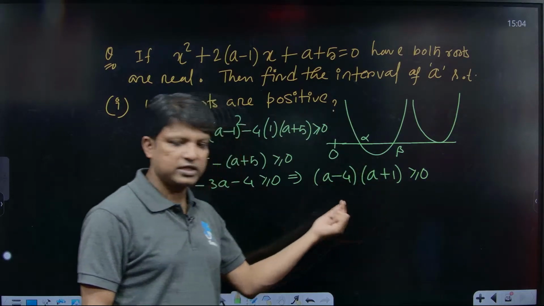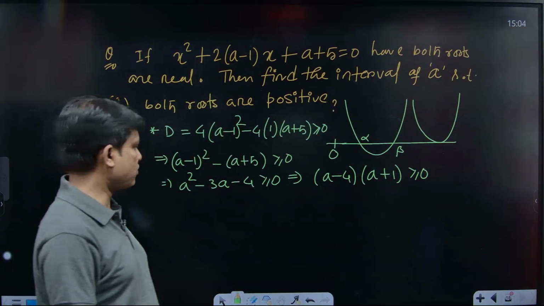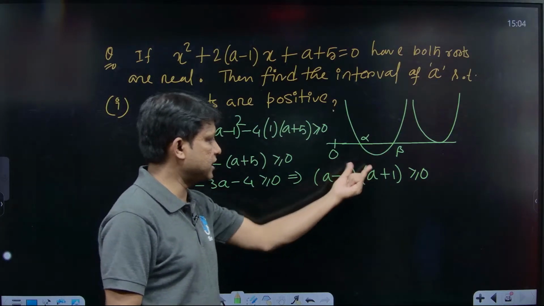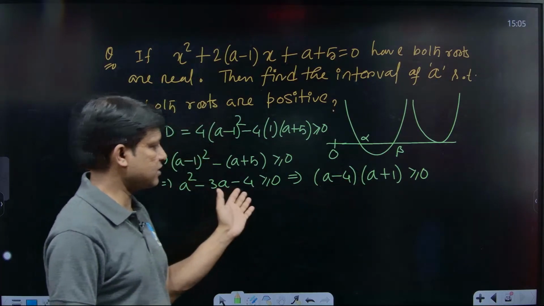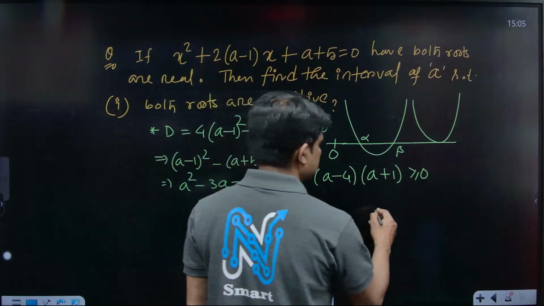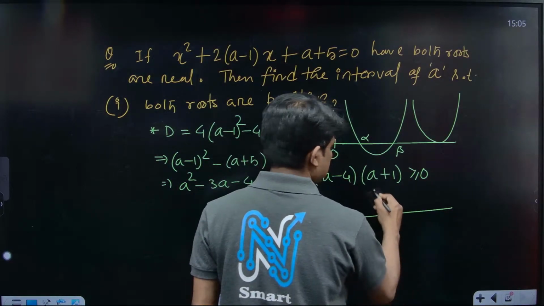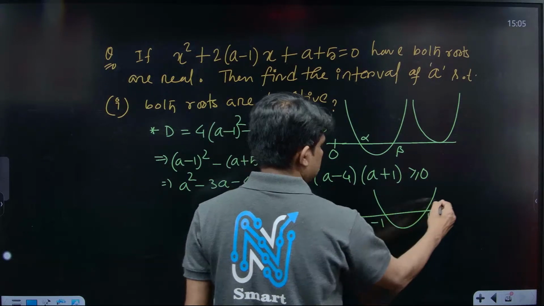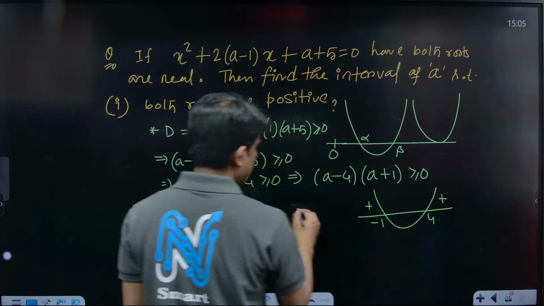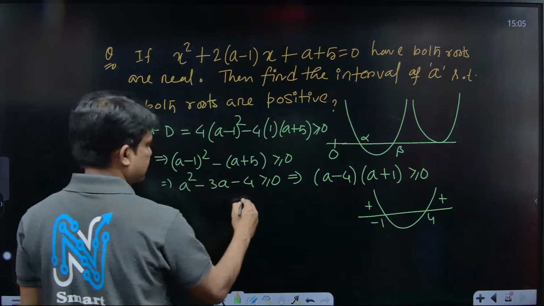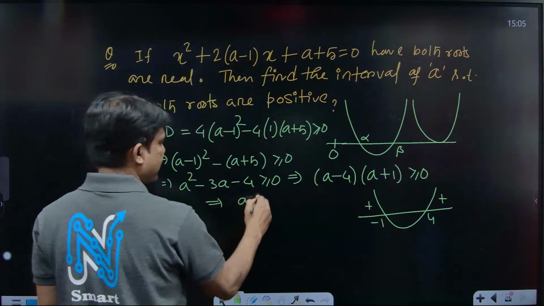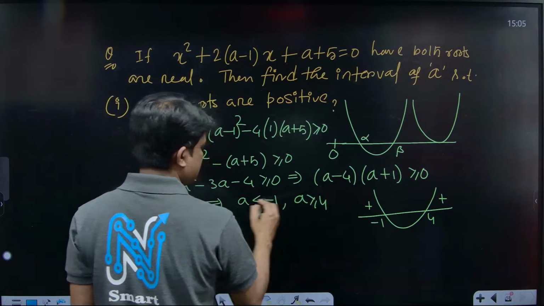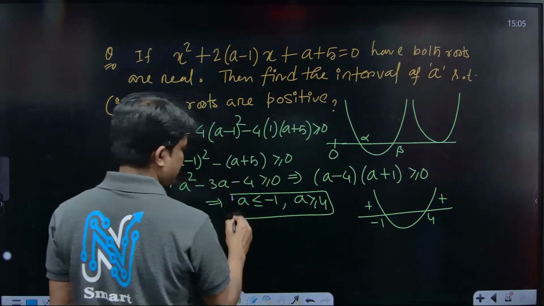This is also a quadratic expression. The a square coefficient is positive, so in between the roots it is negative, and on the left side and right side of the roots it is positive, with roots at minus 1 and 4. That means from that expression we will get a less than or equal to minus 1, a greater than or equal to 4. Clear? First case.